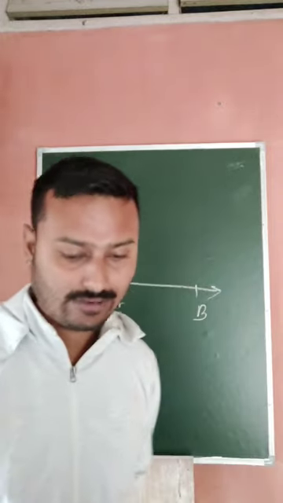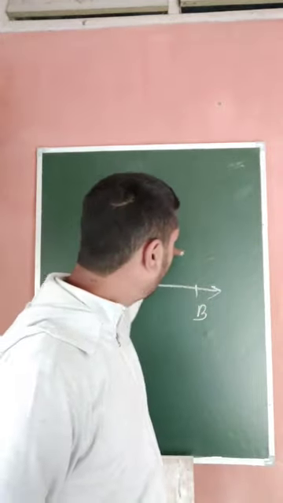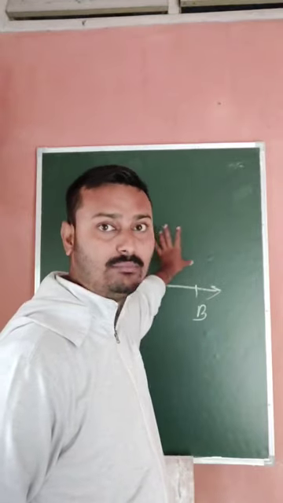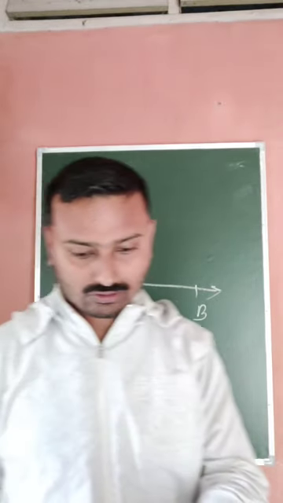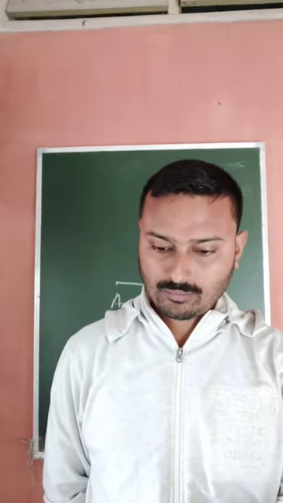In geometry, any flat and smooth surface is referred to as a plane. That means this board where you write is a plane. Any number of points lying on the plane are said to be coplanar.